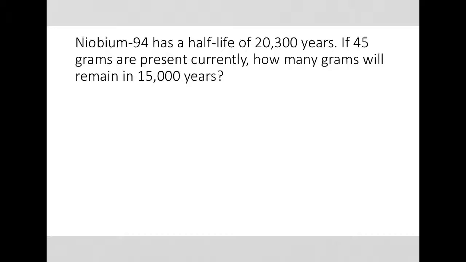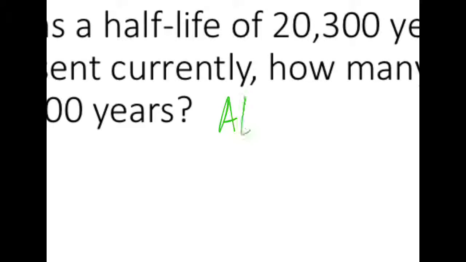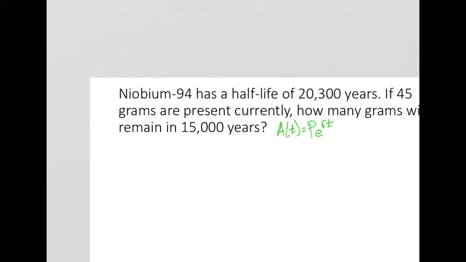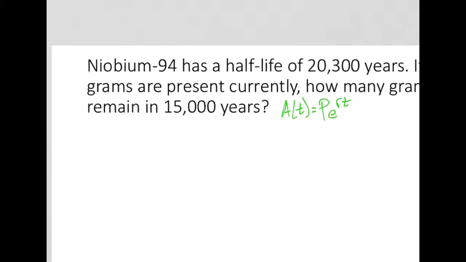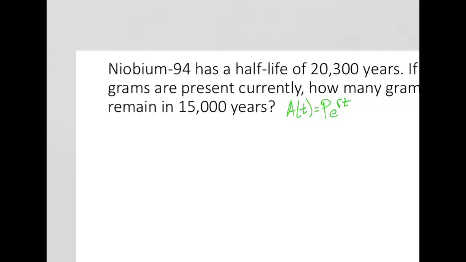First off, niobium-94 has a half-life of 20,300 years. If 45 grams are present currently, how many grams will remain in 15,000 years? So we're going to use our PERT equation, as always, and let's think about what we know and what we need to find. We know that the half-life is 20,300, and so we need to use that to figure out the rate.